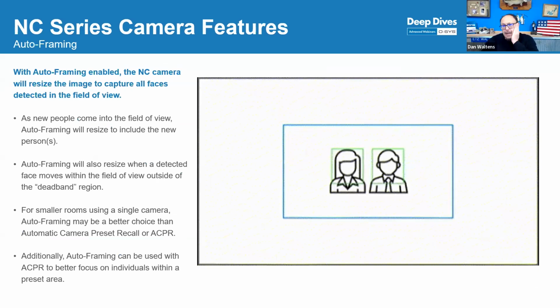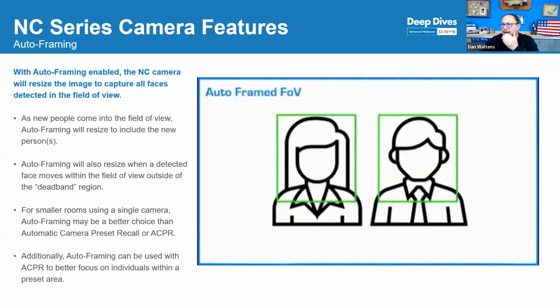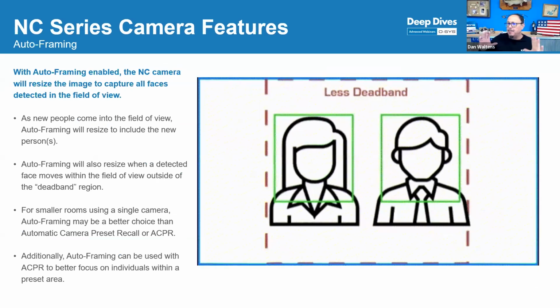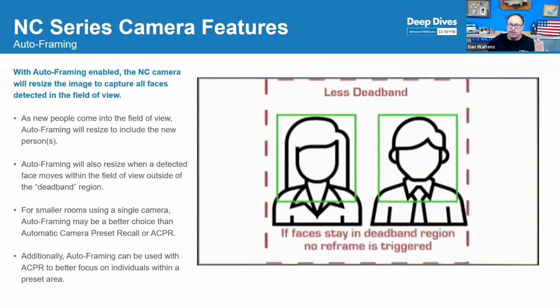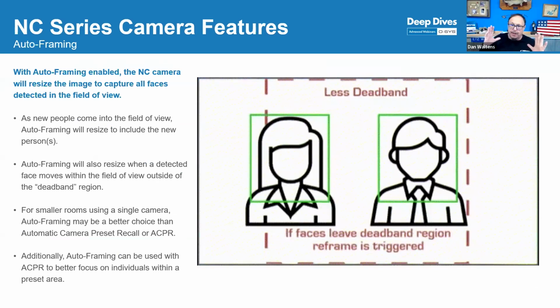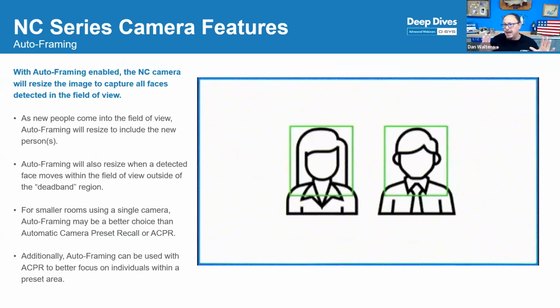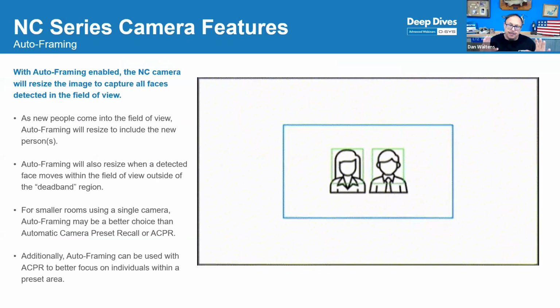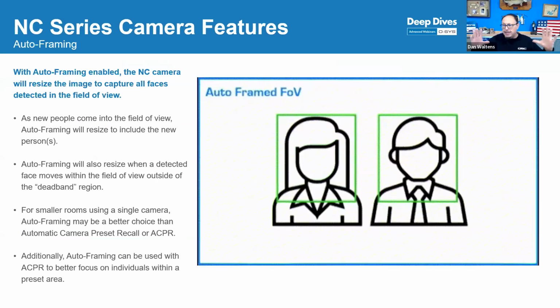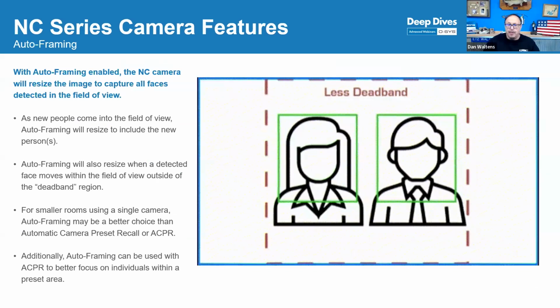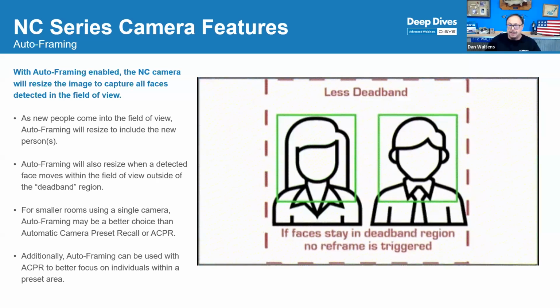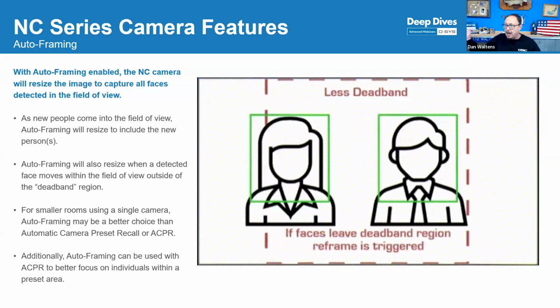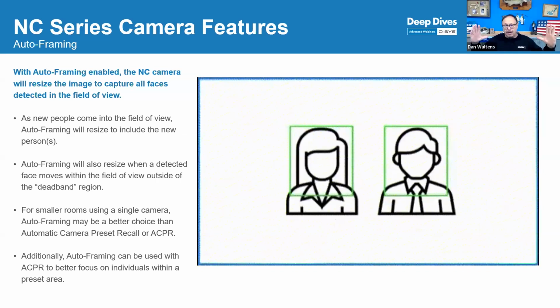With auto framing enabled, the NC camera will resize the image and capture all faces that are detected in that view. We're just looking for what the computer believes is a human face, and as people come into the field of view, it will resize to add that person. Auto framing will also resize when a detected face moves outside of the deadband. It will pop back out.